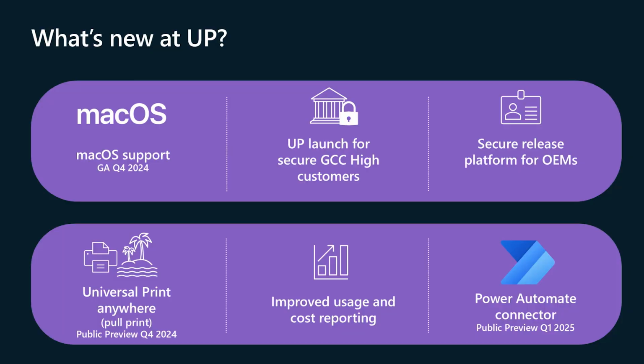To start things off, I'm happy to announce that macOS support is coming to general availability in Q4 of 2024. This capability delivers full support for Mac devices within the Universal Print infrastructure. Users can print from a Mac device using the same Mac system printing experience they're already used to, without having to install drivers. If you're interested in trying it out today, macOS support is currently in public preview.